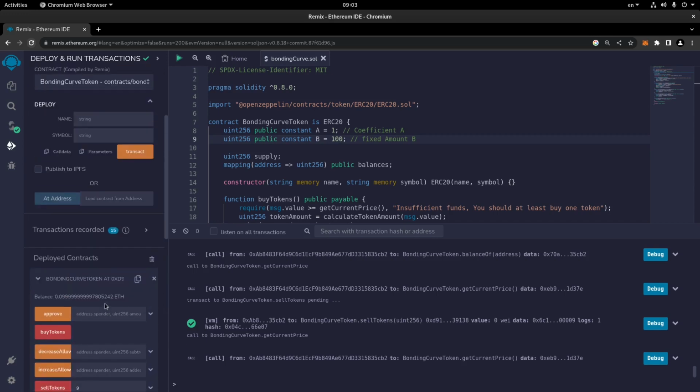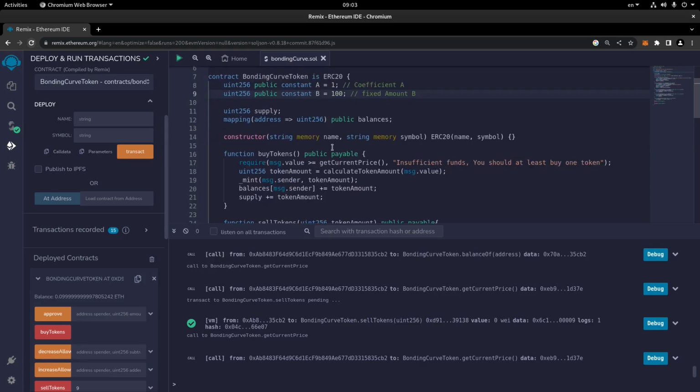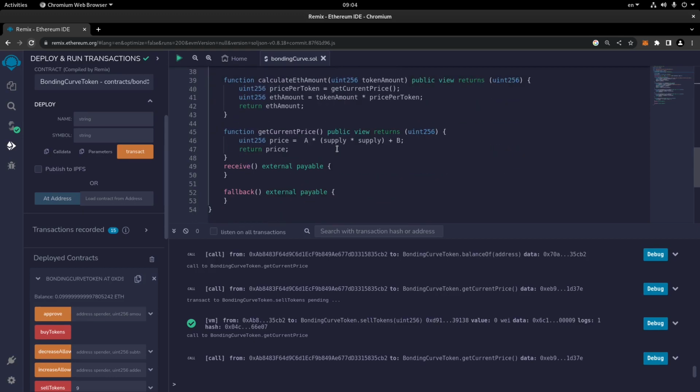So that's it for this smart contract. We've managed to test it, and the test has been successful. All the functionalities work very well, just as we had expected. And so that's it for this smart contract, and it has been finished.